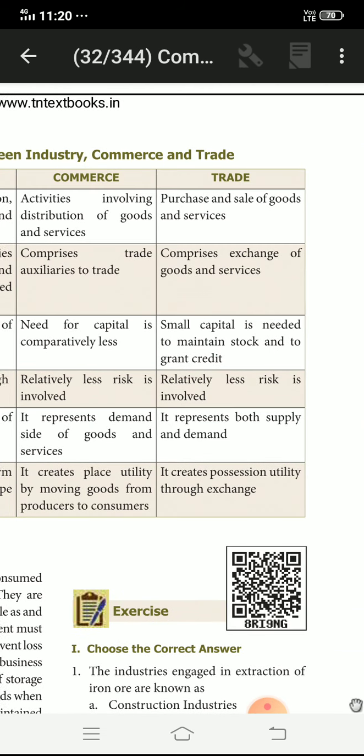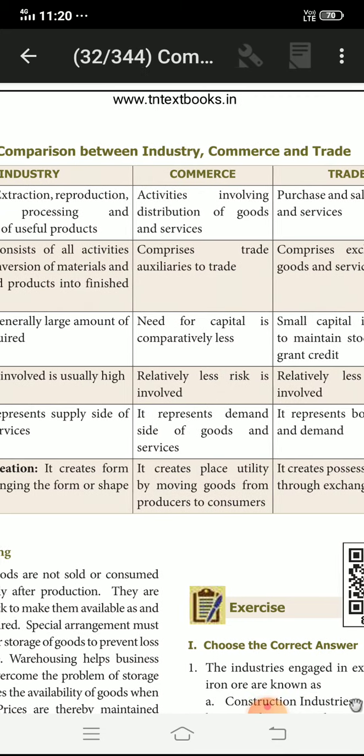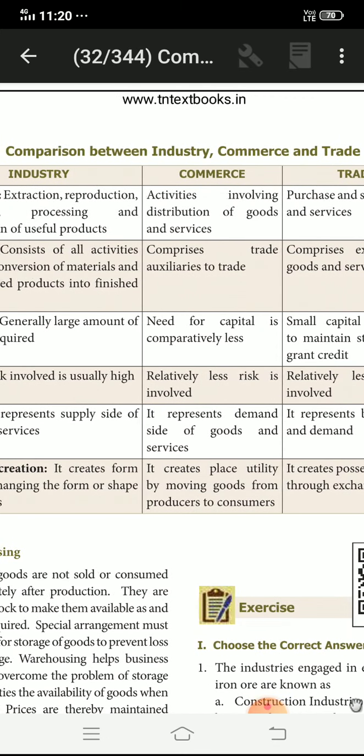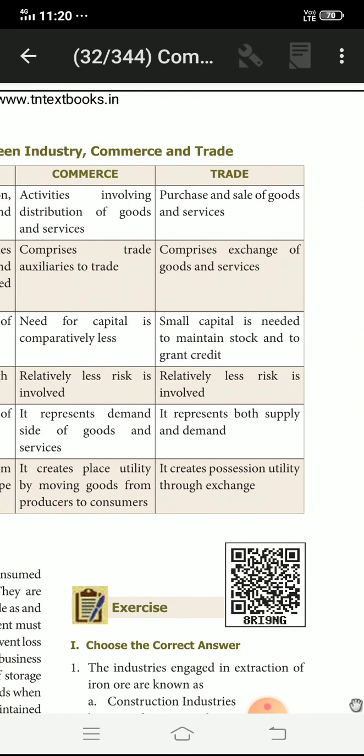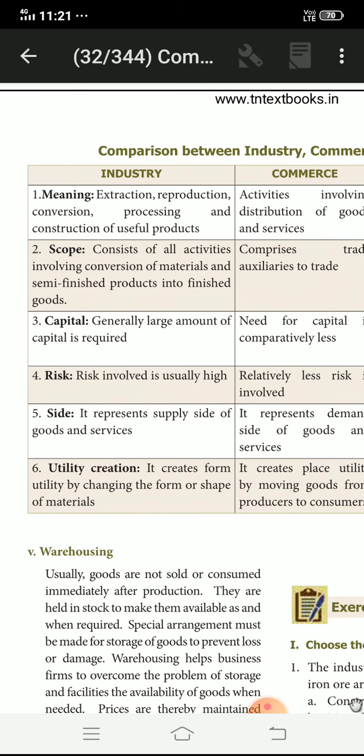Trade comprises exchange of goods and services. That is the scope of trade. Capital: generally a large amount of capital is required for industry. The need for capital in trade is comparatively less than industry, and small capital is needed to maintain stock and to grant credit. So credit is available in case of trade. And the risk involved in industry is usually high. Since capital is high, risk will also be high.